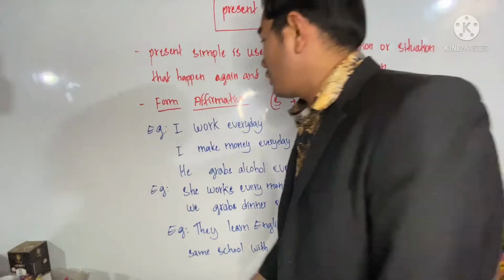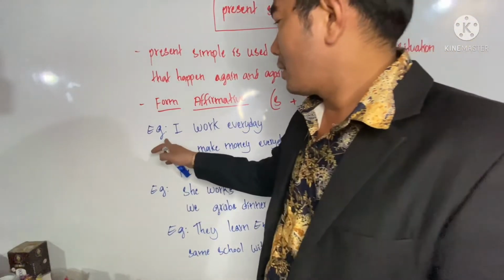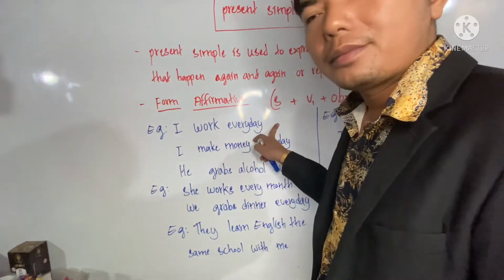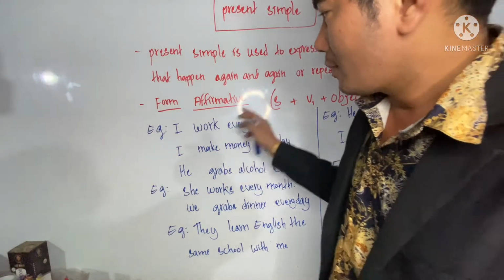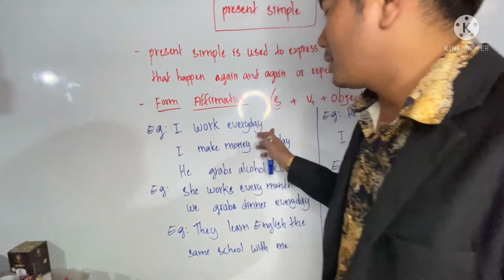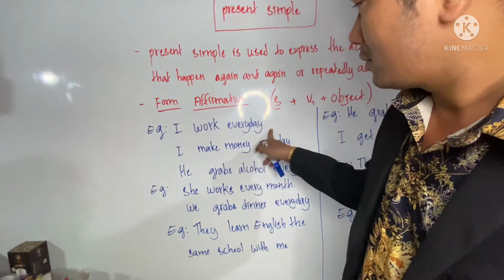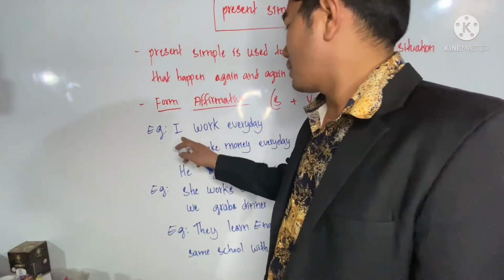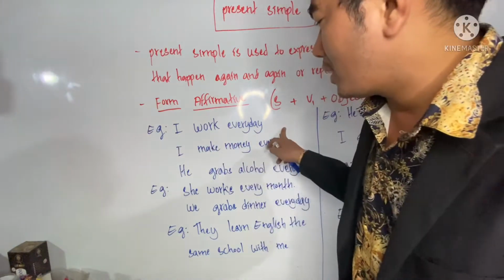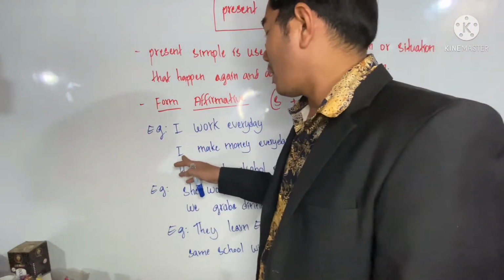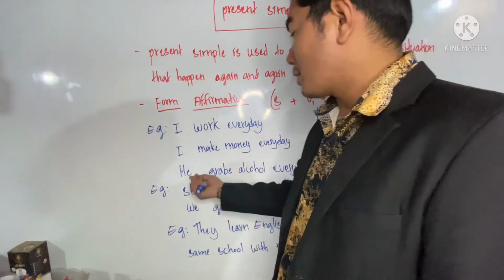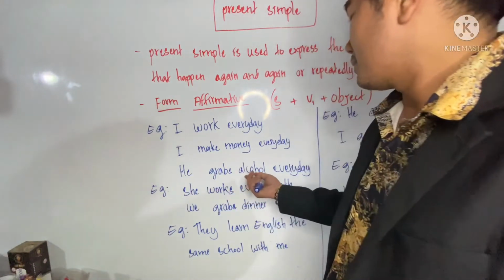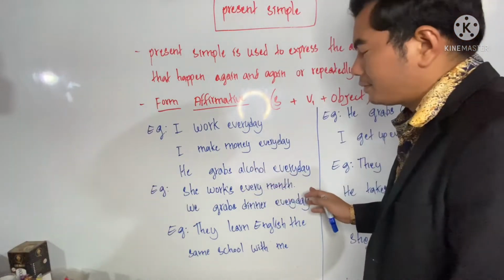For example, I work every day. I work every day. Or I go to school every day. I make money every day. He grabs alcohol every day.